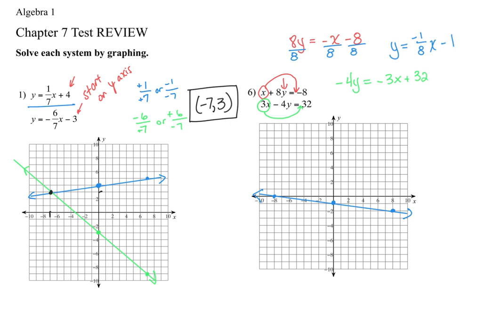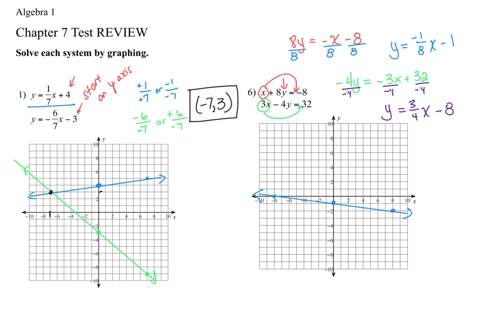And then I am going to divide everything by negative 4. And so I'm going to divide each piece of this by negative 4, which is going to give me the y by itself. My slope is negative 3 over negative 4, which is positive 3/4 x. And then positive 32 over negative 4 is negative 8.